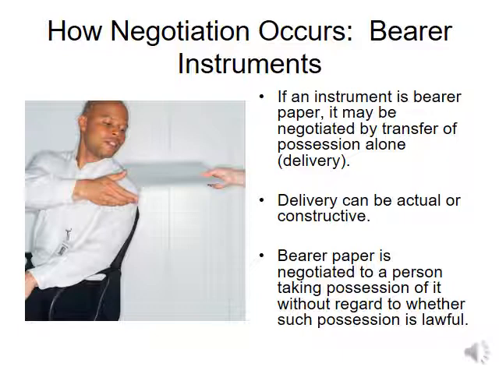And it can be actual delivery, like if I handed the check over to someone and the check was made payable to me, but I handed it over to someone with a blank endorsement on the back, or I actually signed it over, that's actual delivery. Or if someone found a bearer instrument, that is constructive delivery of that instrument. And so that's sufficient. Bearer paper is negotiated to a person taking possession of it, without regard to whether the possession was lawful.